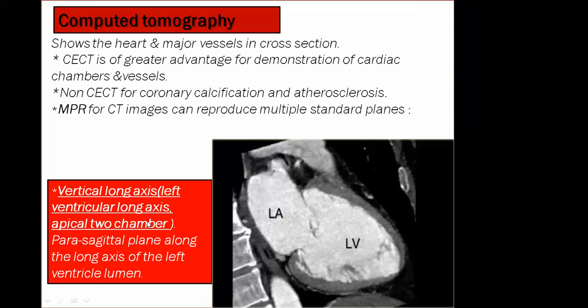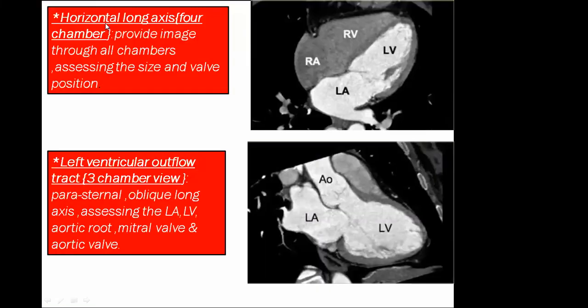This is the ventricle. So this is a vertical long axis showing the left atrium and the left ventricle. This is along the long axis of the left ventricle. The horizontal long axis, this is a four-chamber view, an image through all chambers, assessing the size and valve position.